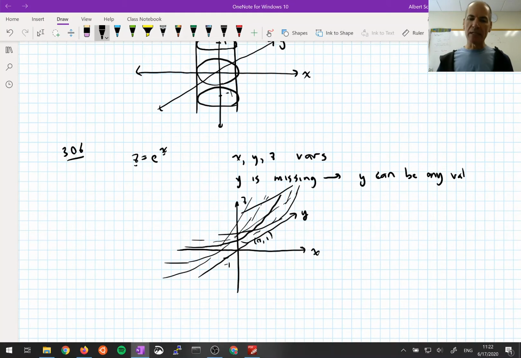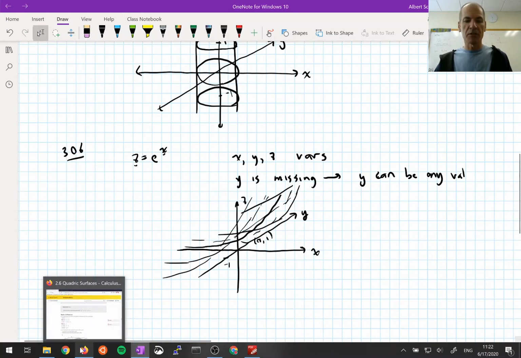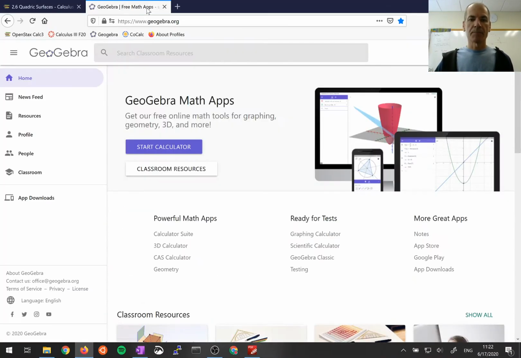And I'm murdering this sketch. If you really want to see what this sketch looks like, you should jump over to a visualization tool like GeoGebra and have a look. In fact, we could do that. Let's jump over to GeoGebra and see what this curve looks like in 3D.